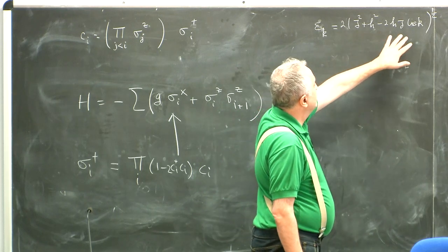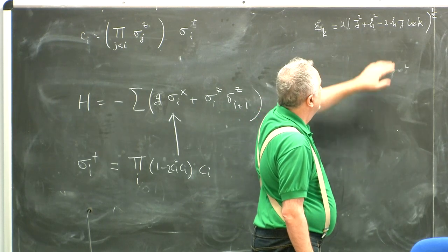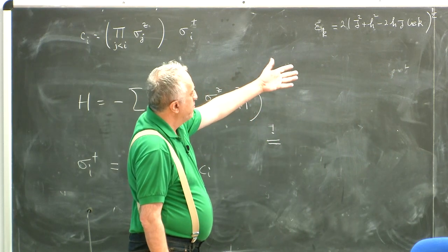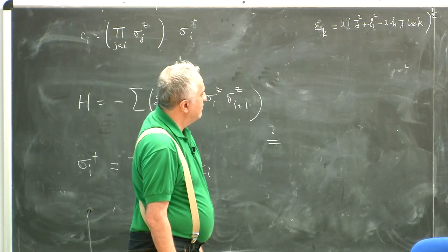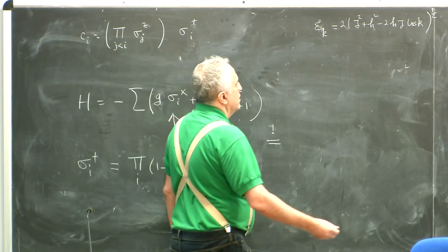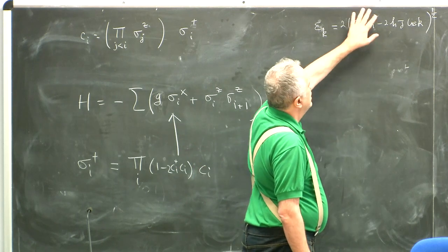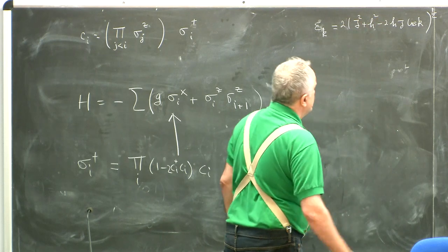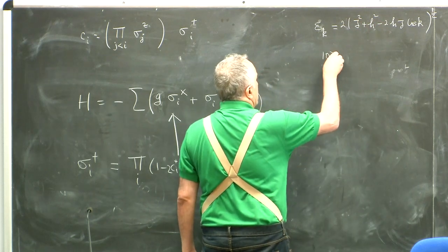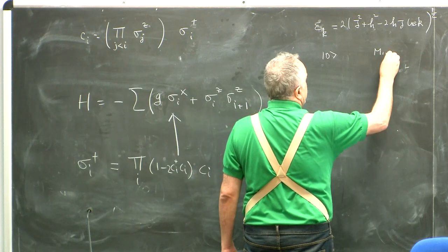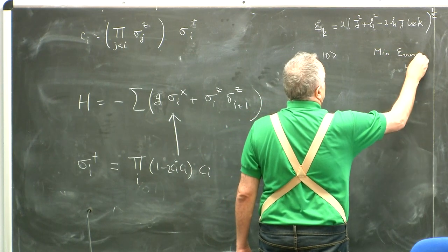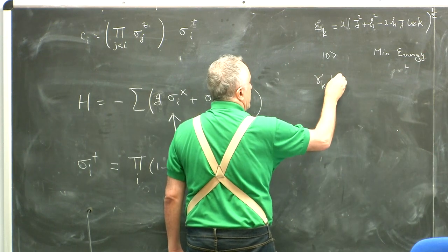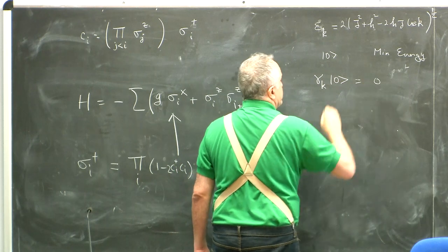So you see that for different values, this will never become negative, and it may have a zero of the energy, or it will have a minimum of energy, and I can subtract that minimum of energy. So there is a state zero, which is the minimum state energy, and it therefore has to have the property that gamma k on this vanishes.